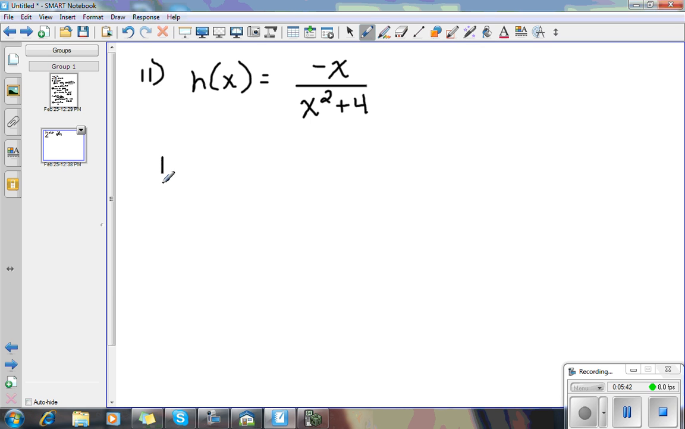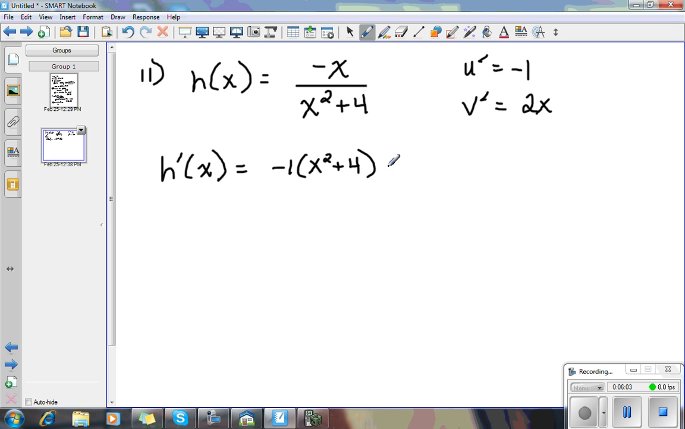I'm going to start off by finding the derivative. Have to use the quotient rule here. So if I think of the numerator as u, then u prime is negative 1, and for the denominator v, v prime is 2x. So I get u prime v minus u v prime, all over v squared.